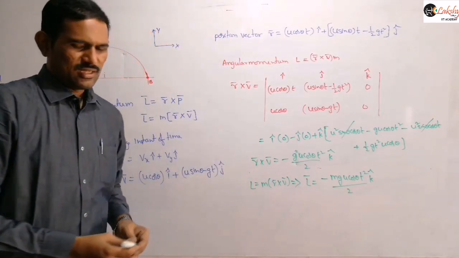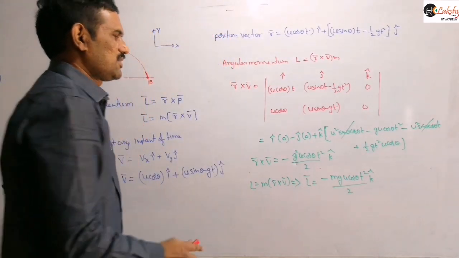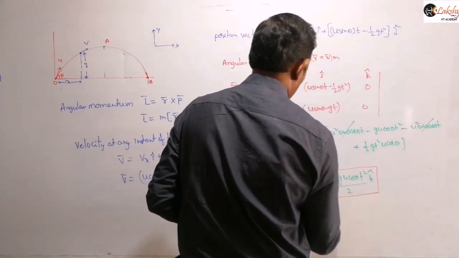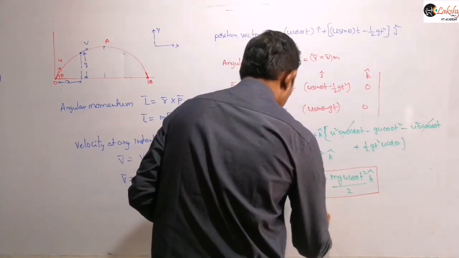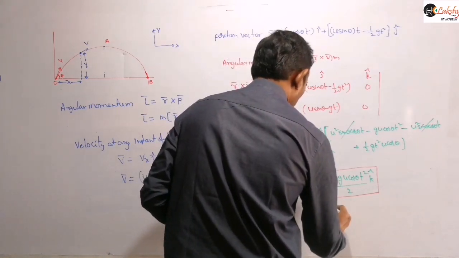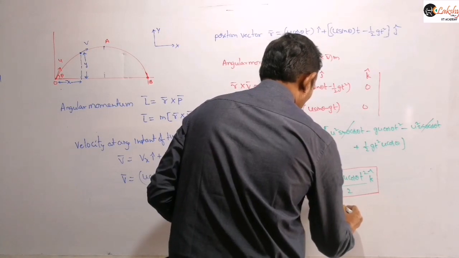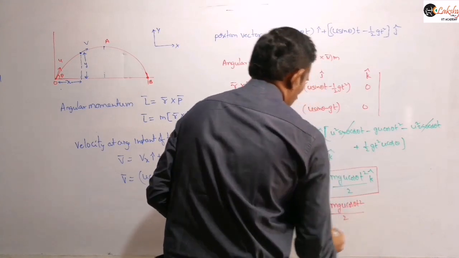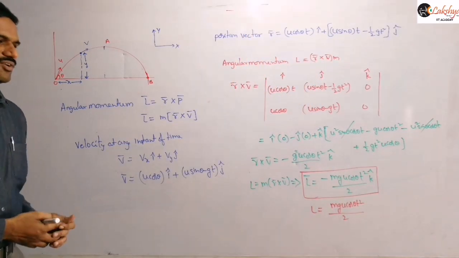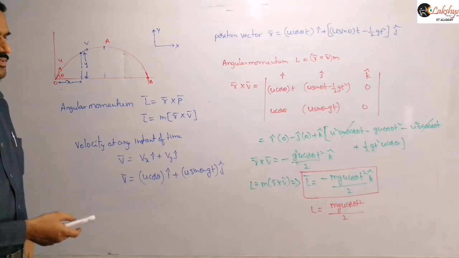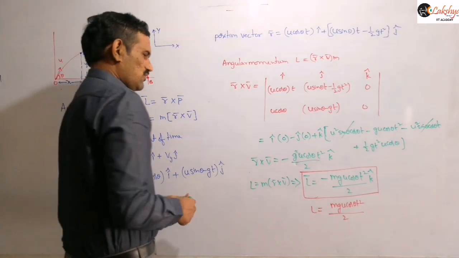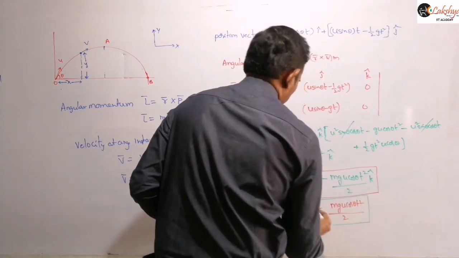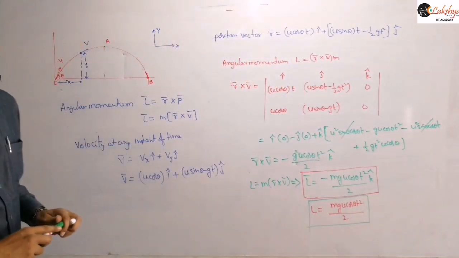And if you want to write that in magnitude, you can just take the modulus, then minus k cap you can eliminate there. So this is in vector form, whereas its magnitude will be mg u cos theta into t square by 2. So that is the vector form and the magnitude here, the magnitude of this angular momentum. So like that you can calculate now.